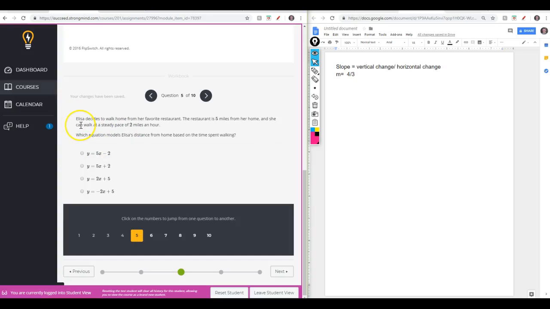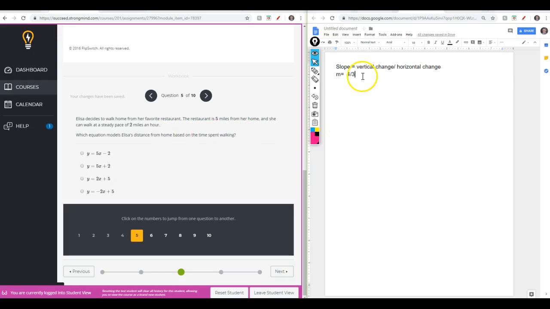Alright, question 5. Elisa decides to walk home from her favorite restaurant. The restaurant is 5 miles from her home and she can walk at a steady pace of 2 miles an hour. Which equation models Elisa's distance from home based on the time spent walking?